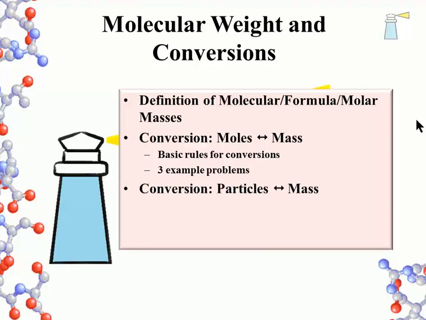The last topic is a more complicated one. It is the conversion between number of particles and the mass of those particles. These are multiple step conversions that can be done as a single equation or using dimensional analysis. Four examples are given.